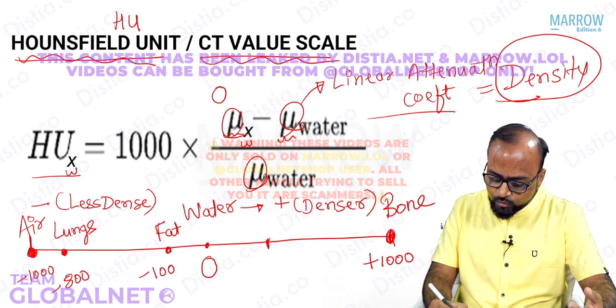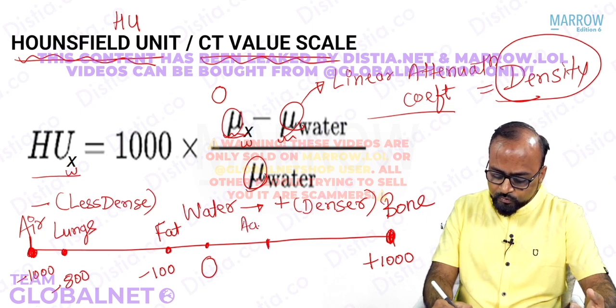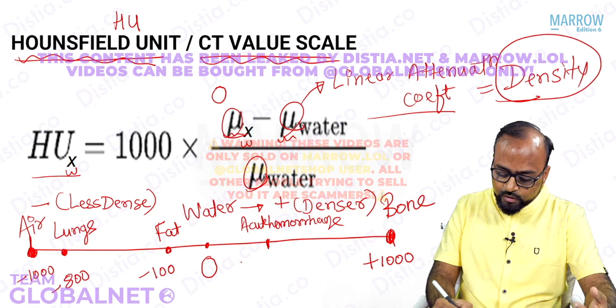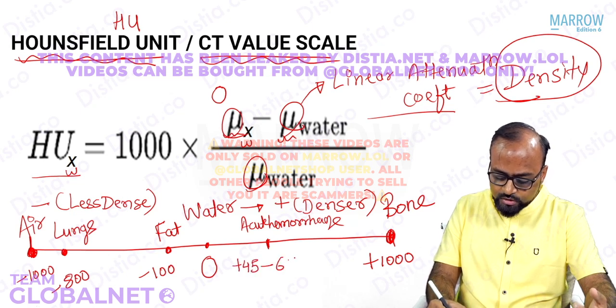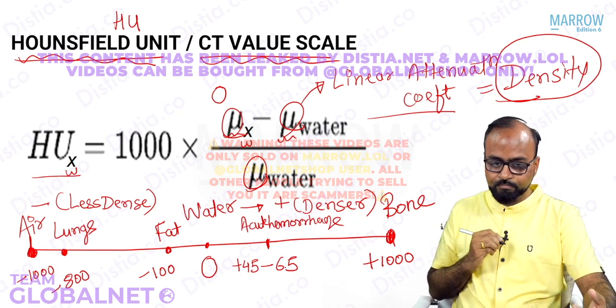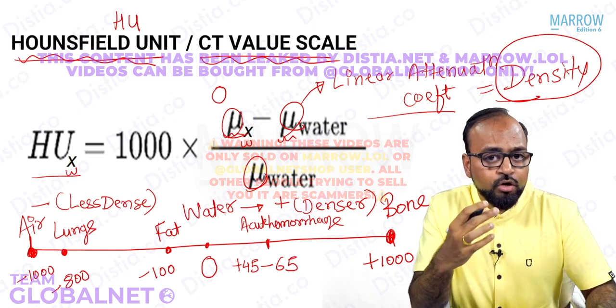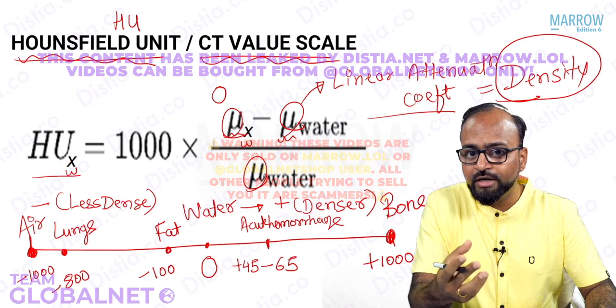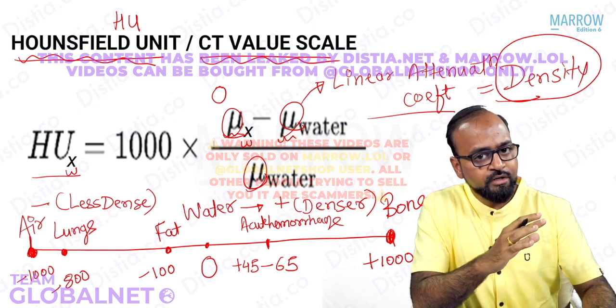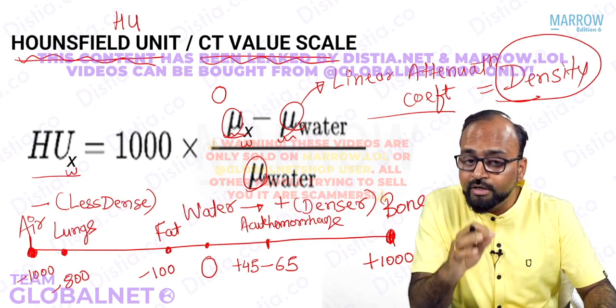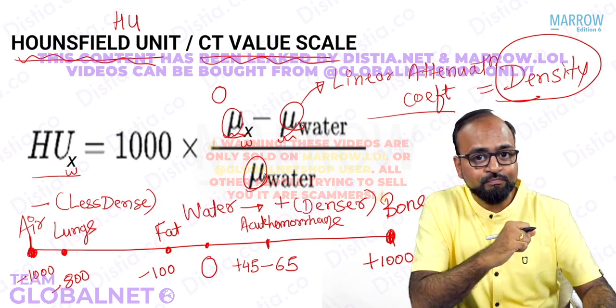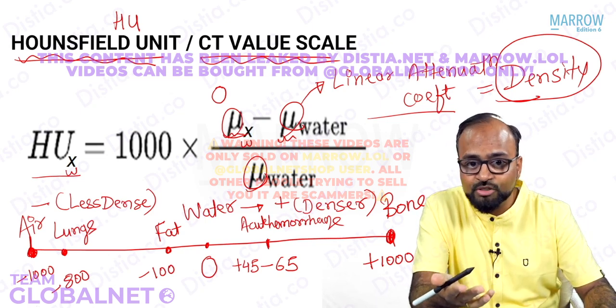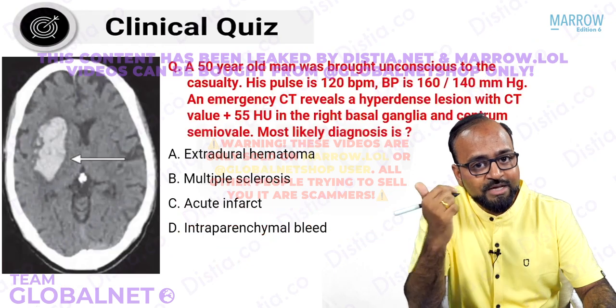One important one I want you to remember is acute hemorrhage. This acute hemorrhage has a Hounsfield unit value of plus 45 to 65 HU. So just imagine, on a CT image, you see any abnormality, you put a measurement pointer there. Just by looking at the numerical value at that point, you'll be able to see what tissue lies there based on its density. Let us apply this.